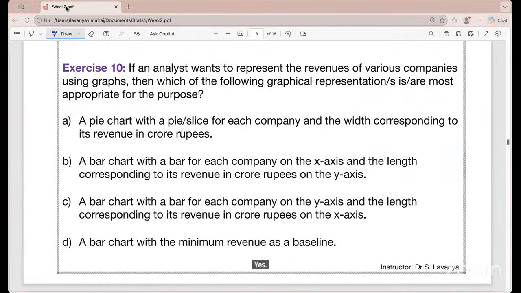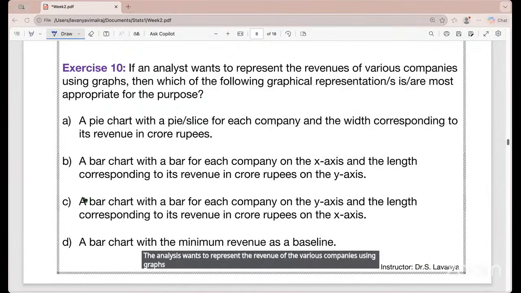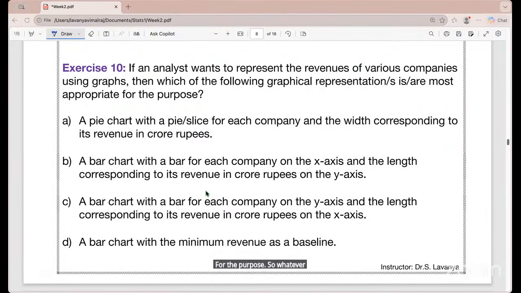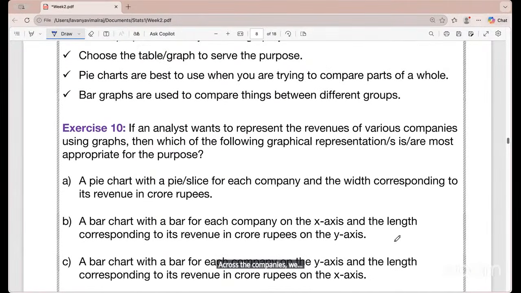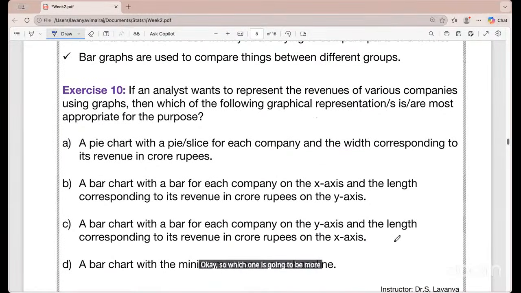Yes, sir. The analyst wants to represent the revenue of various companies using graphs. Various companies have different revenue, and we have to analyze it. Which of the following graphical representations is most appropriate for the purpose? We are considering revenues from different companies. Which one is going to be more appropriate? B and C. Bar chart.